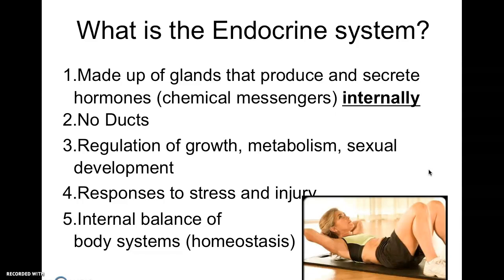So how you respond to stress: if a stressful situation happens and you get really nervous, it could be due to an overactive endocrine system. And there are things you can do to help with that. Also internal balance of body systems. Everything is controlled by your endocrine system. It's such an important system.